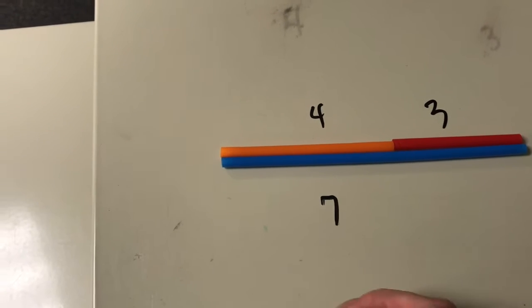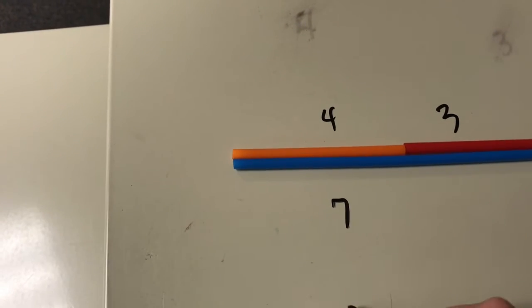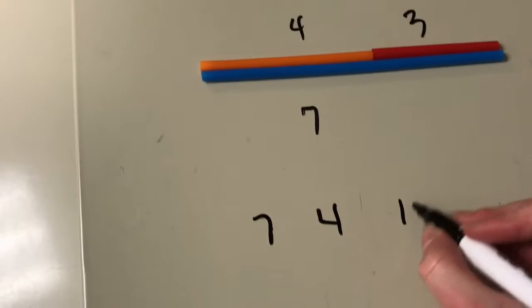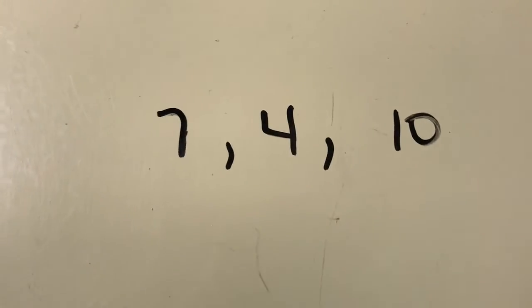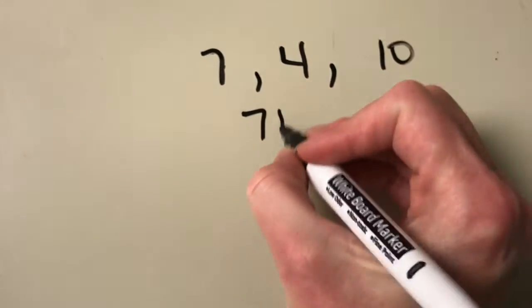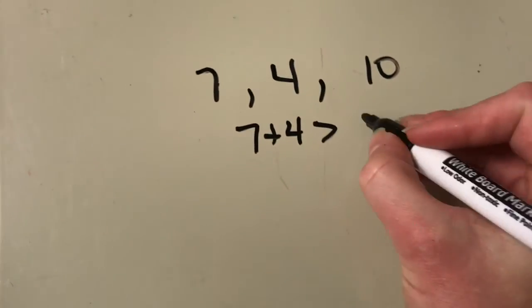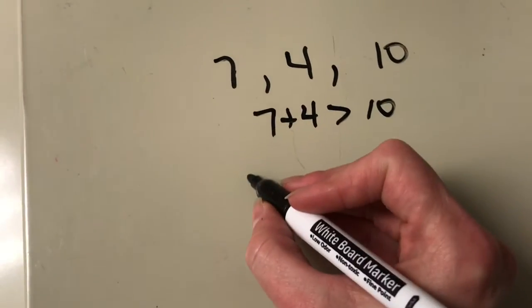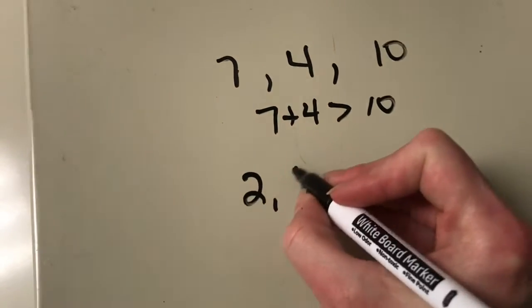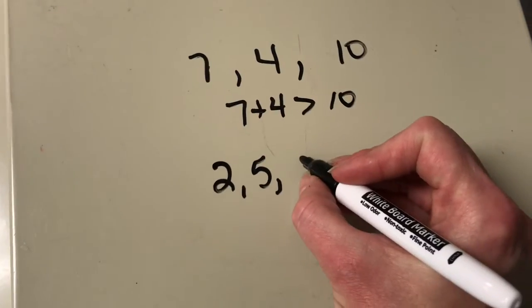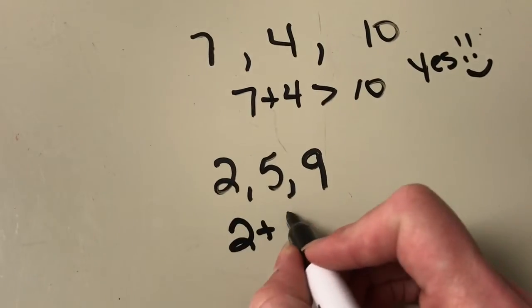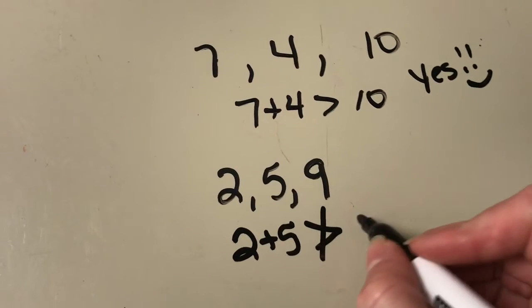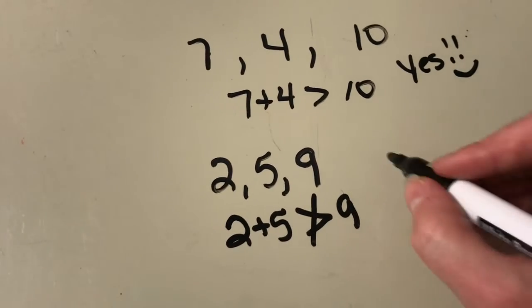Let's say 7 and 4 and 10. Could those side lengths make a triangle? Yes, because 7 plus 4 is greater than 10, because you get 11. Okay, how about 2, 5, and 9? No, because 2 plus 5 is not greater than 9. It's 7, and 7 is less than 9, so no.